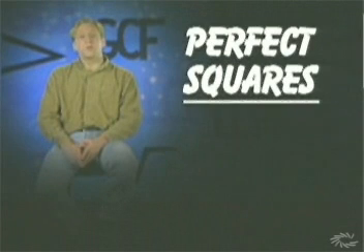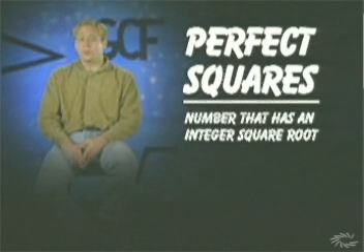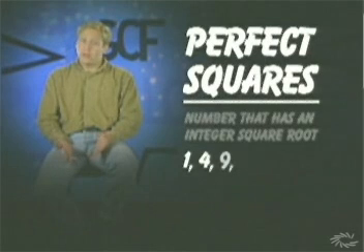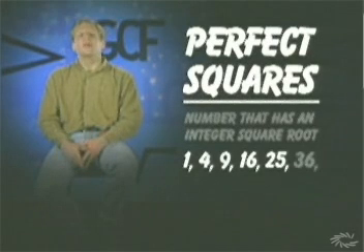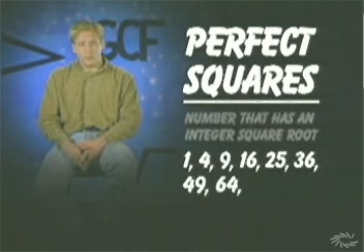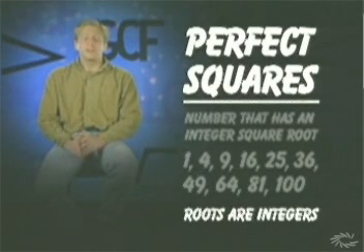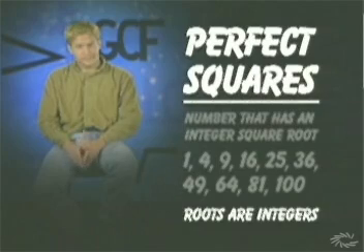Now, so far, all the numbers we've been considering have not only been squares, but also perfect squares. A perfect square is a number that has an integer square root. For example, some of the perfect squares are 1, 4, 9, 16, 25, 36, 49, 64, 81, and 100. They're perfect squares because their roots are integers.